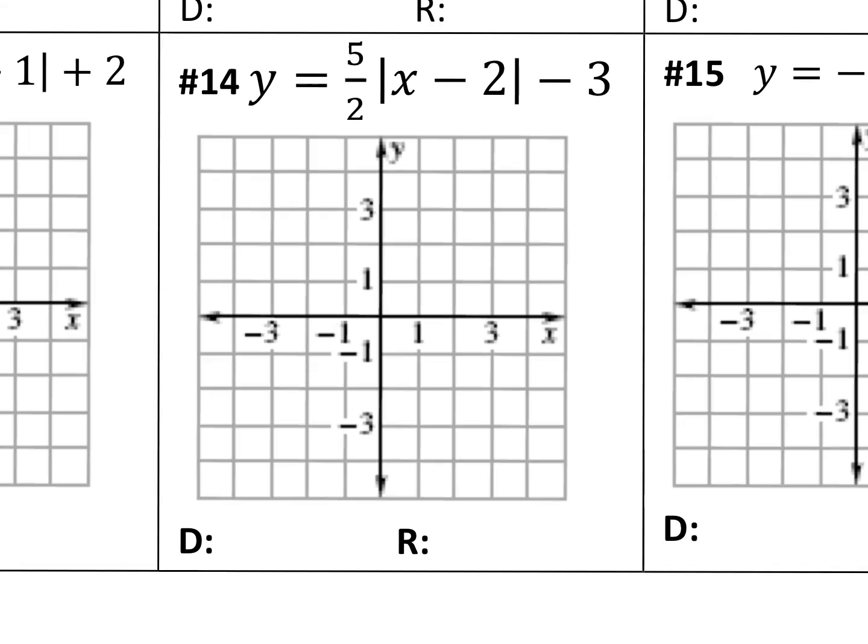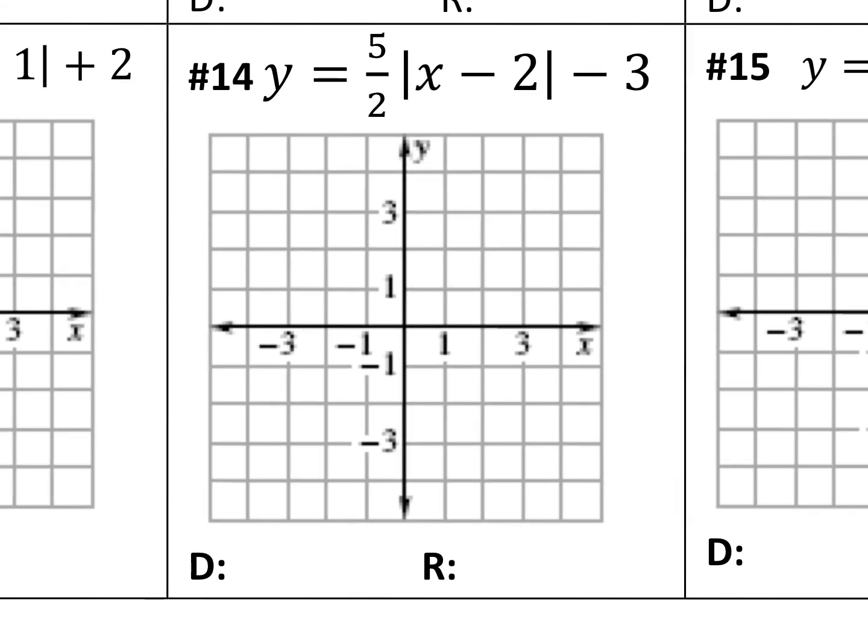How about 14? What's my vertex? (2, -3). Think opposite on h. Take k for what it is. So let's go to (2, -3): 2 on the x, -3 on the y. There it is. From that point, what am I doing?